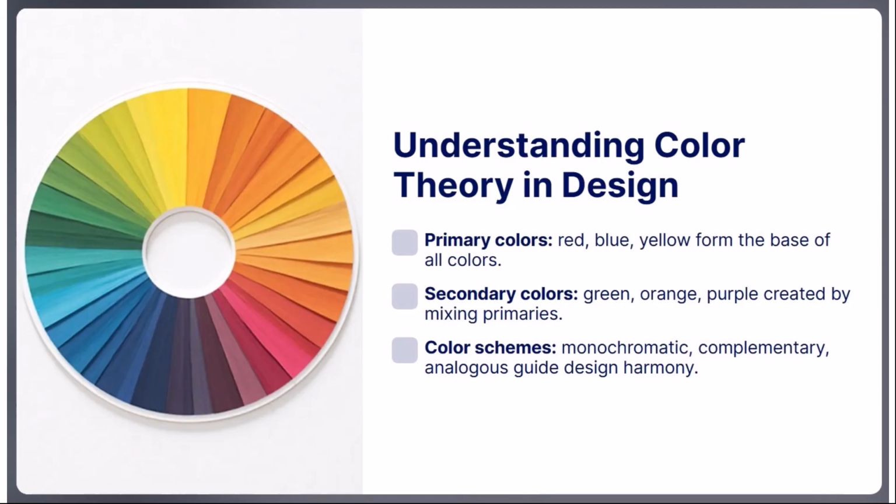The essence of color schemes here is that you need to understand that monochromatic, complementary, and analogous colors guide design harmony. So in essence, to achieve a good mood for your design, you need harmony, and colors are an effective way to achieve harmony in your design when used properly and effectively.